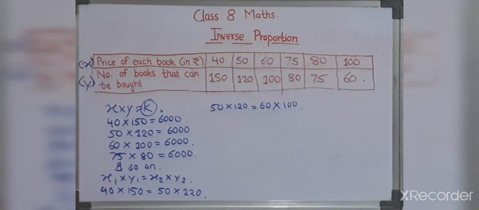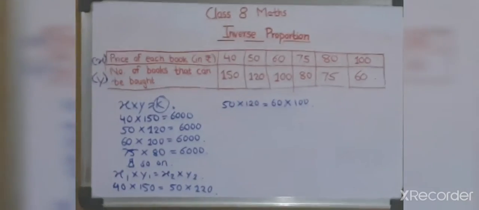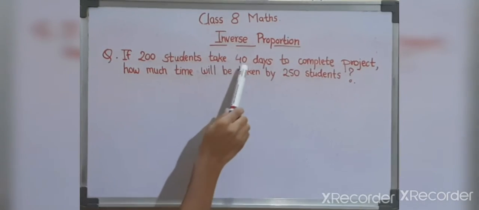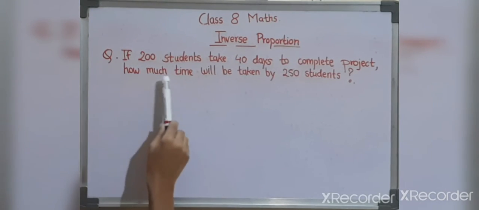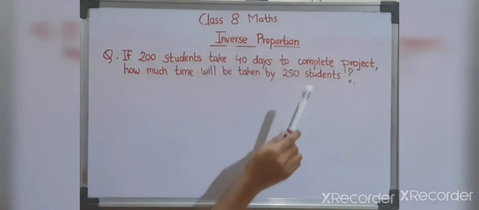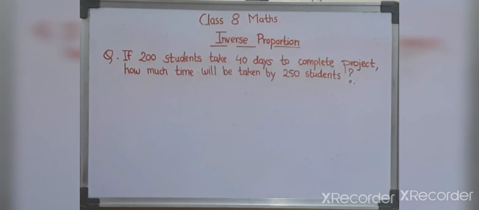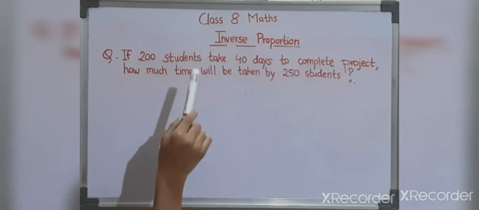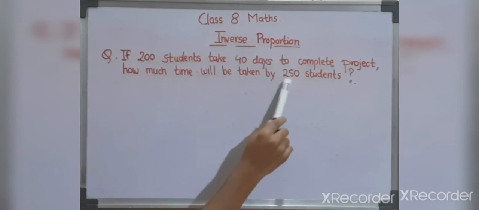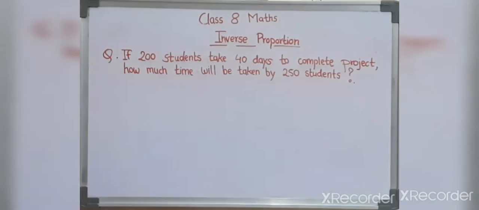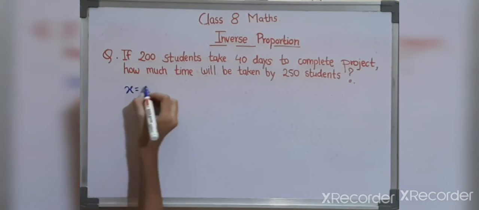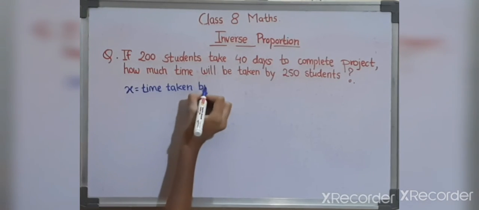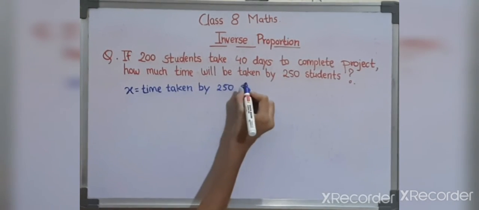Now we will see some of the example based on this concept. The question is, if 200 students take 40 days to complete project, how much time will be taken by 250 students? So in this question it is given that 40 days are taken by 200 students to complete the project. So we need to find the time taken by 250 students to complete the project. So x is going to be the time taken by 250 students.